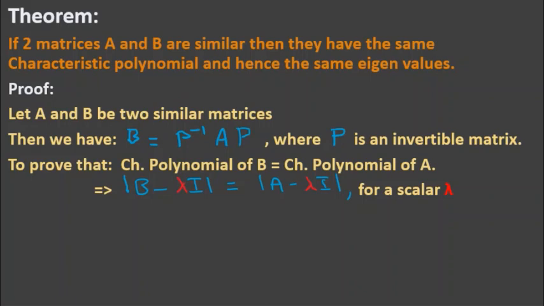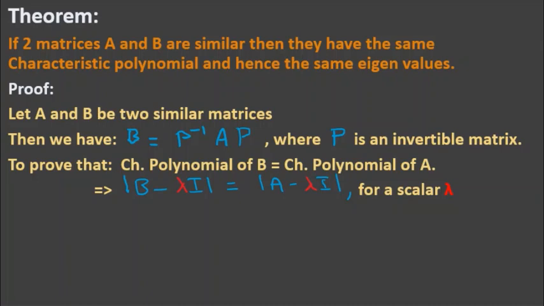Let us look at a theorem which gives us information about the characteristic polynomial and hence the characteristic values or eigenvalues of two similar matrices. The statement is, if two matrices A and B are similar, then they have the same characteristic polynomial and hence the same eigenvalues. Let us look at the proof.